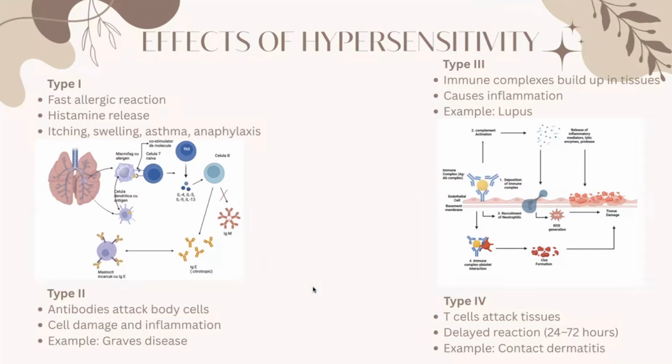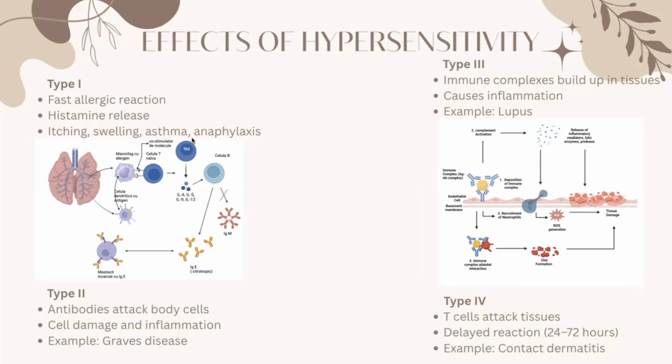Now I will explain the effects of hypersensitivity reactions. Hypersensitivity happens when the immune system reacts too strongly to an antigen, and instead of protecting the body, it ends up damaging normal tissues. In type 1 hypersensitivity, the reaction is very fast. Mast cells release histamine, which causes symptoms like itching, swelling, difficulty breathing, and in severe cases, anaphylaxis. In type 2 hypersensitivity, antibodies directly target the body's own cells. This can lead to cell damage and diseases like Graves' disease.